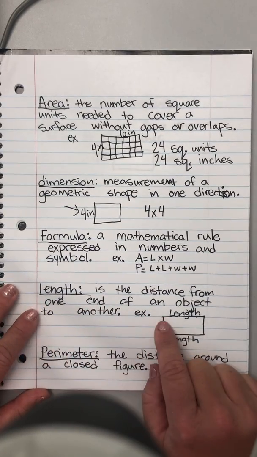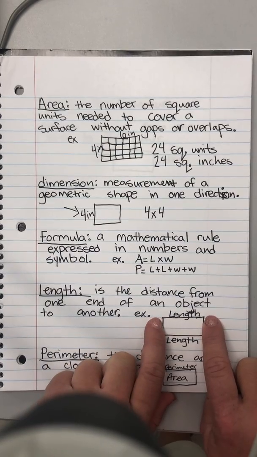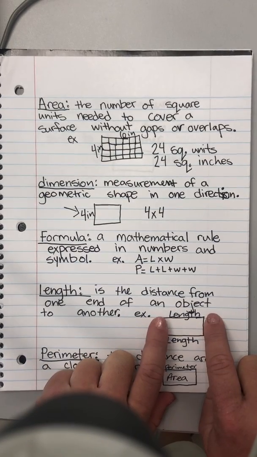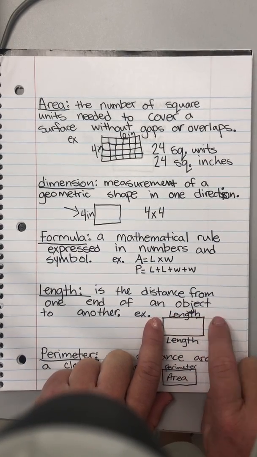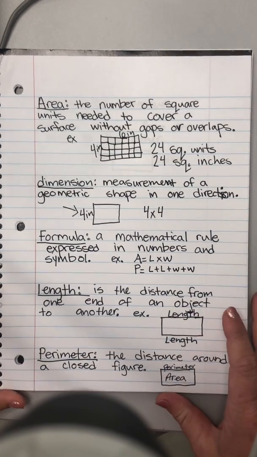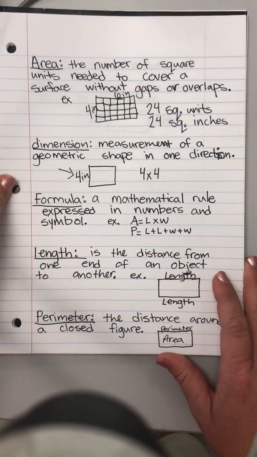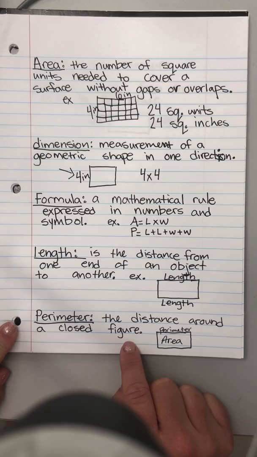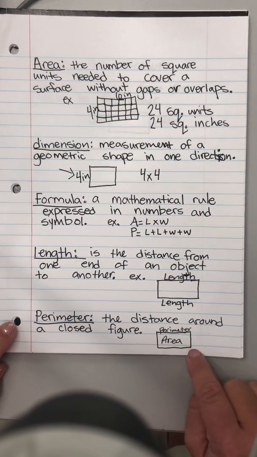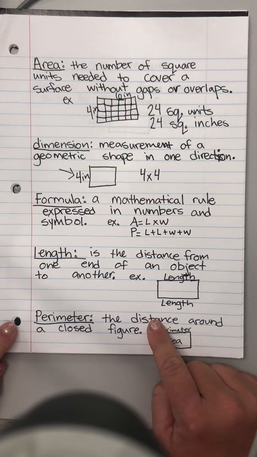Length. Length is the distance from one end of an object to the other end. So this is from one end to the other end. The length is how long something is. Then you have perimeter. Perimeter is the distance around a closed object. So the outside of the closed object. That is the perimeter.